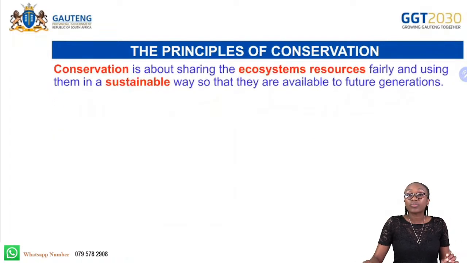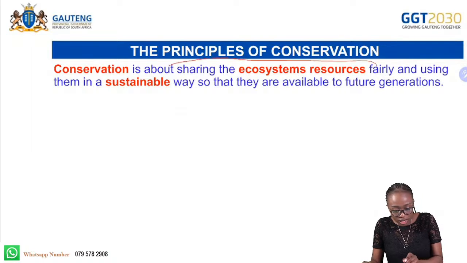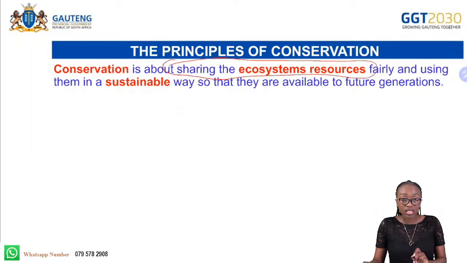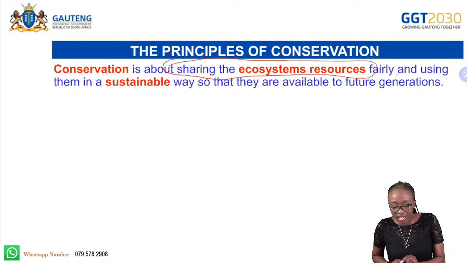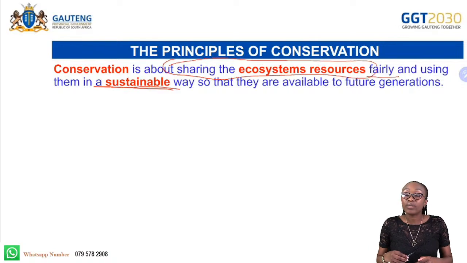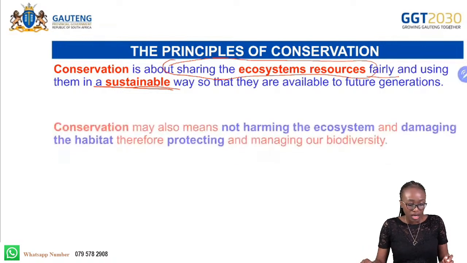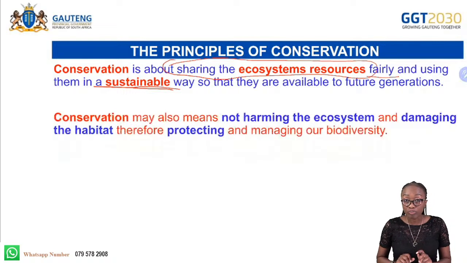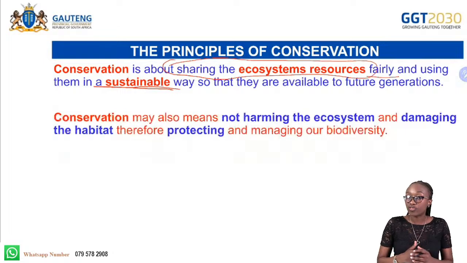Now, more on the principles of conservation. So what is conservation about? It is about sharing the ecosystem's resources, but not just sharing them fairly and using them in a sustainable way so that they are available to future generations and they don't finish.